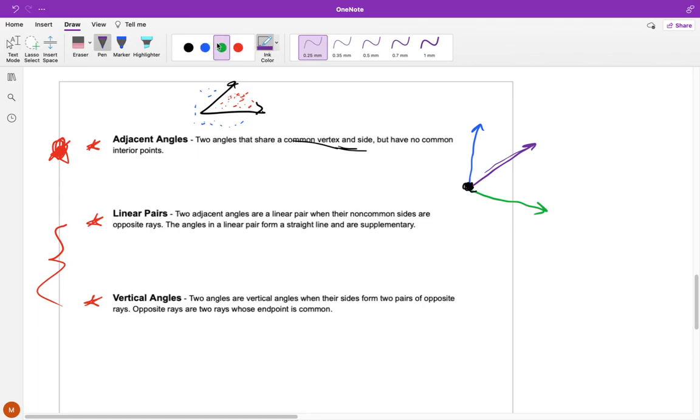And it says no interior points are shared. So all these red points are the interior points of this top one, and all of these orange ones are the interior points of this bottom one. So as long as there's no overlap, then they are adjacent angles.